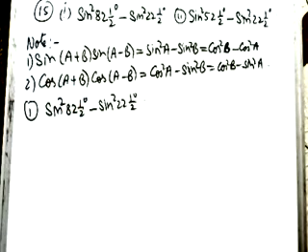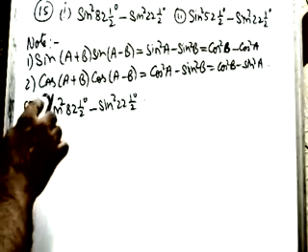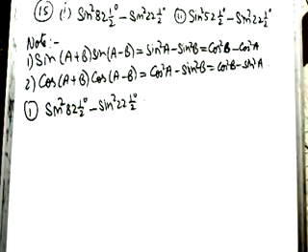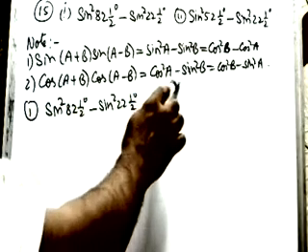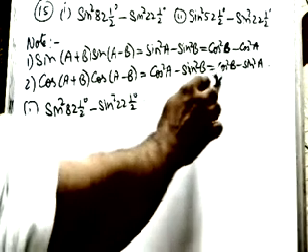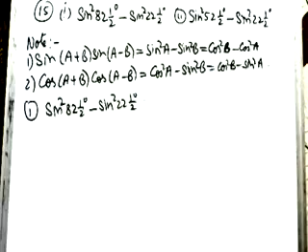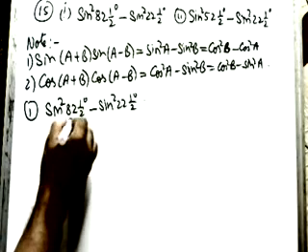Just before going to the question, revise this formula: sine A plus B into sine A minus B is sine square A minus sine square B. One more formula is there: we can also write this as cos square B minus cos square A. In the same way, cos A plus B into cos A minus B, we can write as cos square A minus sine square B, or cos square B minus sine square A. First, learn the formulas by heart, okay?